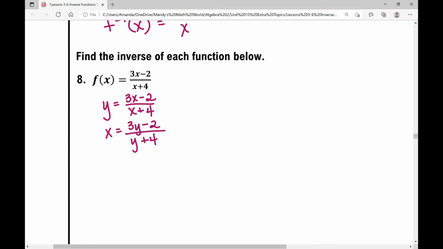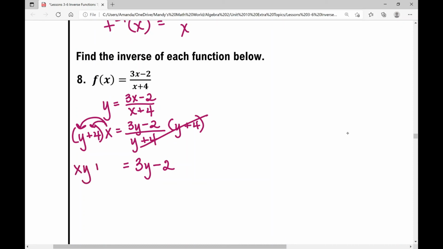And I'm actually going to use the same process that we just did. I've got 3y minus 2 divided by y plus 4. I need to get rid of that denominator, so I'm going to multiply by y plus 4. What I do to one side, I have to do to the other. That gets rid of that, and I'm left with 3y minus 2 equals, and now I need to distribute this x into every term on the inside of those parentheses. So I get xy plus 4x.